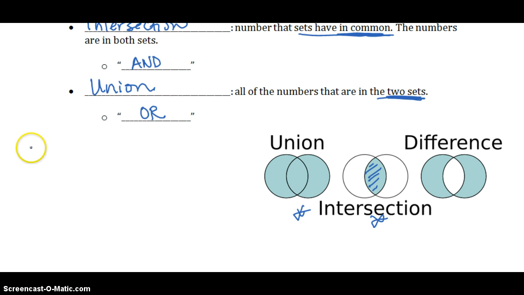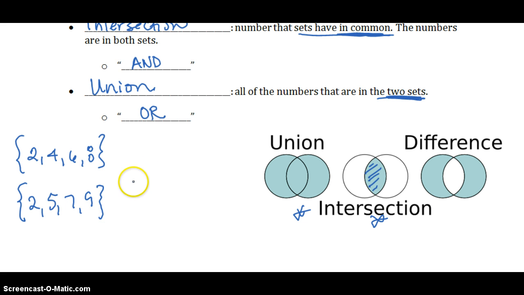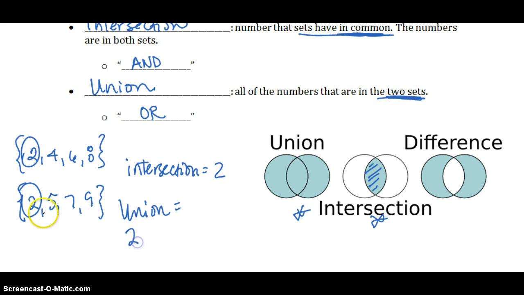So let me just give you a list of numbers. Let me give you 2, 4, 6, 8. There's one set. And let me give you another set, 2, 5, 7, 9. If I asked you for the intersection, what do they have in common? The intersection here is 2. They both have a 2. If I asked you for the union of the 2 sets, you would list 2 because it's in one or the other. You would list 4 because it's in one or the other. 5, 6, 7, 8, and 9 would all be part of the union of the 2 sets.